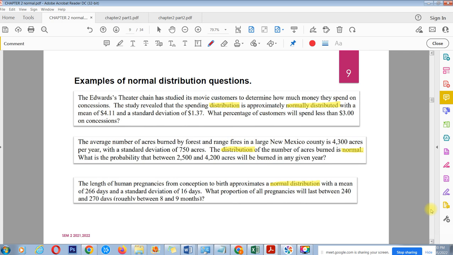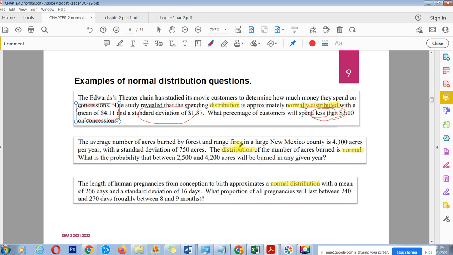This is an example of a normal distribution question. As you can see, we have already highlighted that this distribution is approximately normal with this mean. So you need to identify what data we have: a standard deviation, and the percentage of customers who spend less than a certain amount. So this is the question, and you need to understand what formula you need to convert.